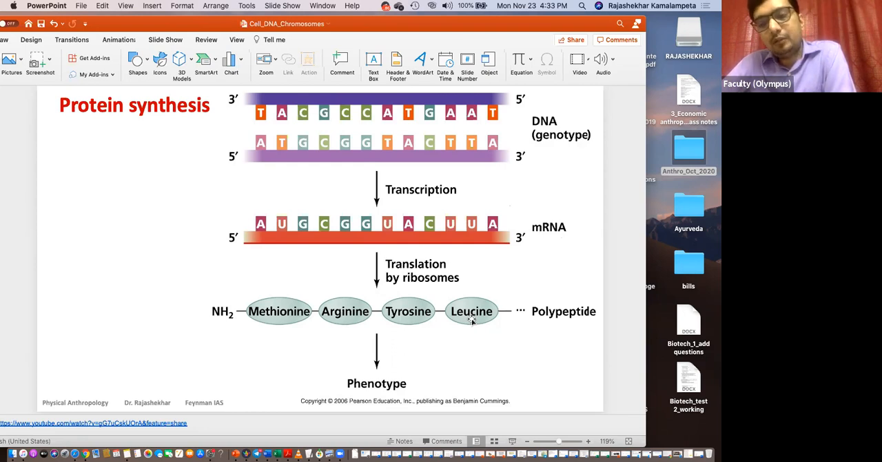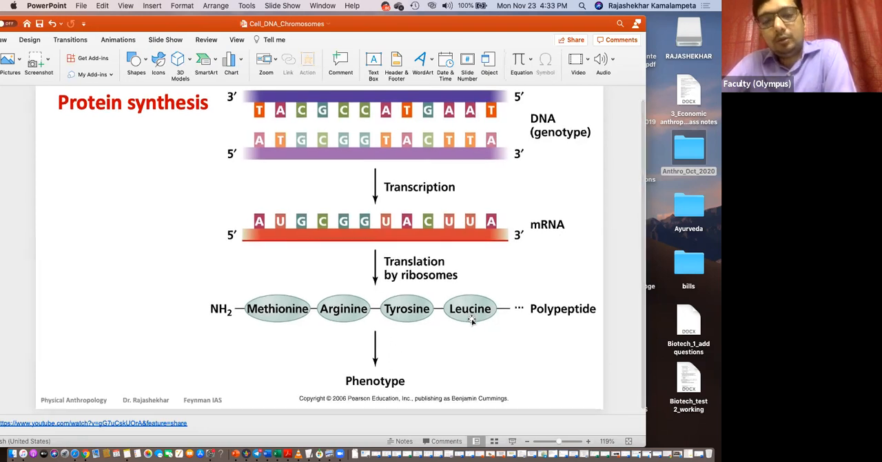And what is the ultimate goal with this? The ultimate goal, based on the instructions in the DNA, is to create protein. Because proteins are the working molecules. DNA is a storage molecule, protein is a working molecule. So based on the instructions in the DNA, you create proteins. But these proteins cannot be made in the nucleus. Why? Because the machines to synthesize proteins are ribosomes.